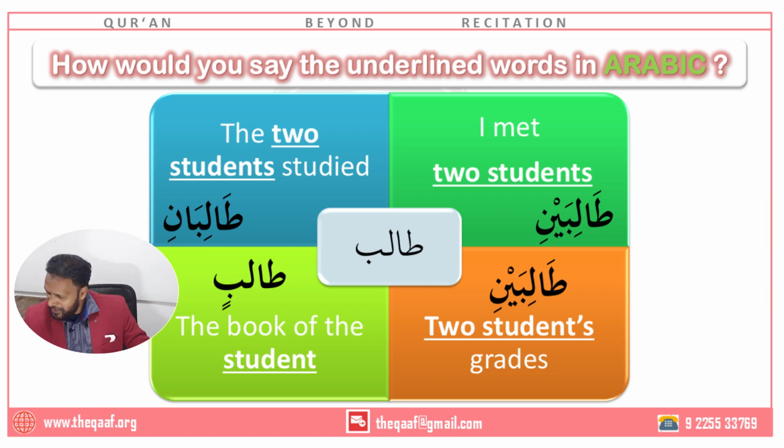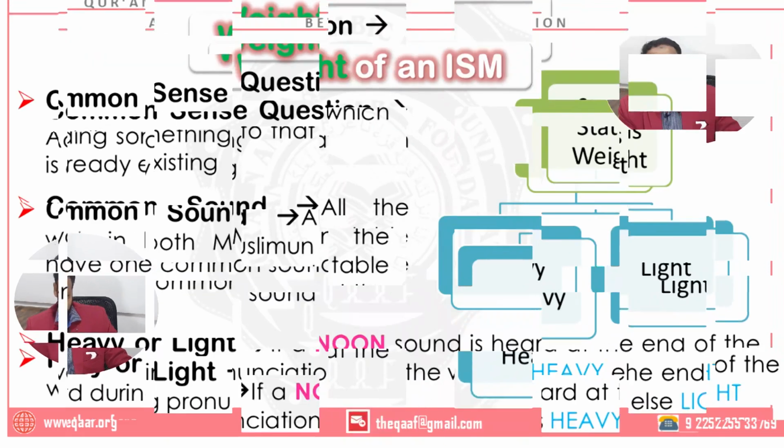Because it's grades of the student. So yes, the apostrophe should be reinterpreted as grades of two students. So "two students' grades" actually means grades of two students. The word two students is coming after "of", so it should be jar, and the jar form of dual is Talibaini.